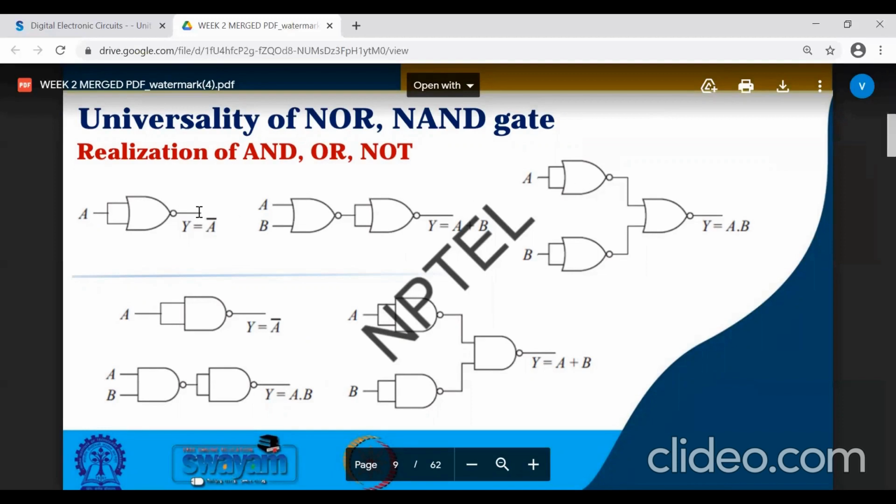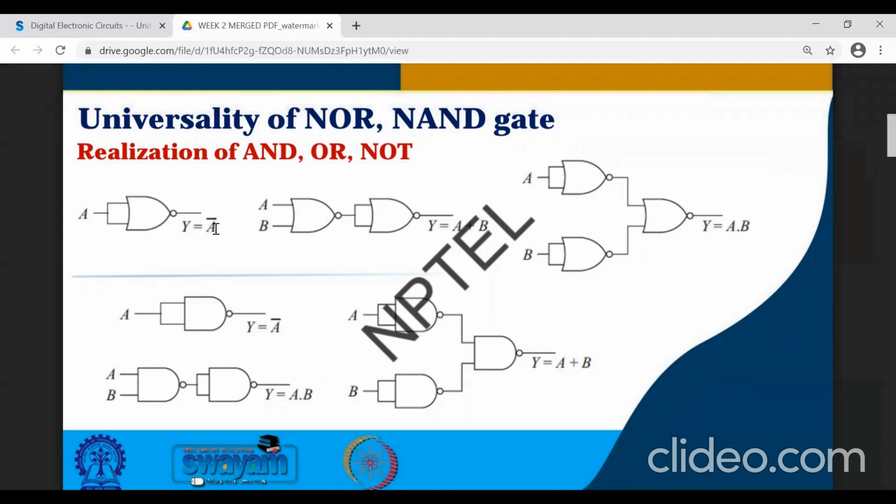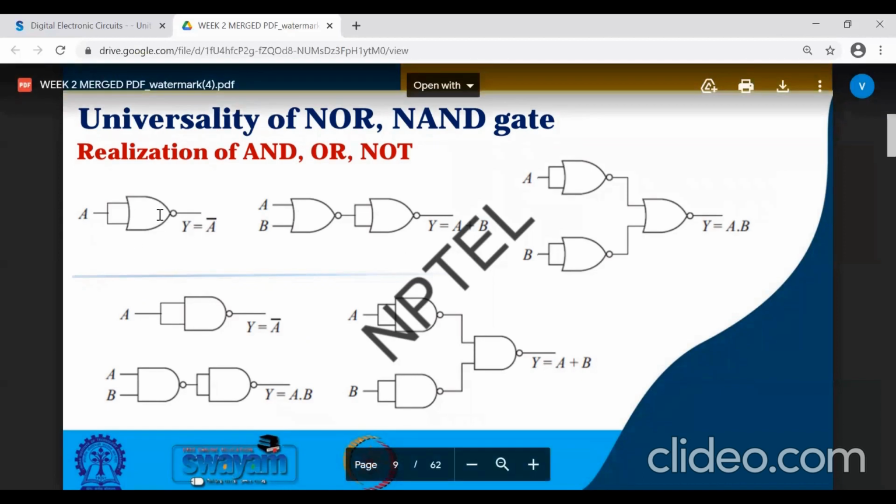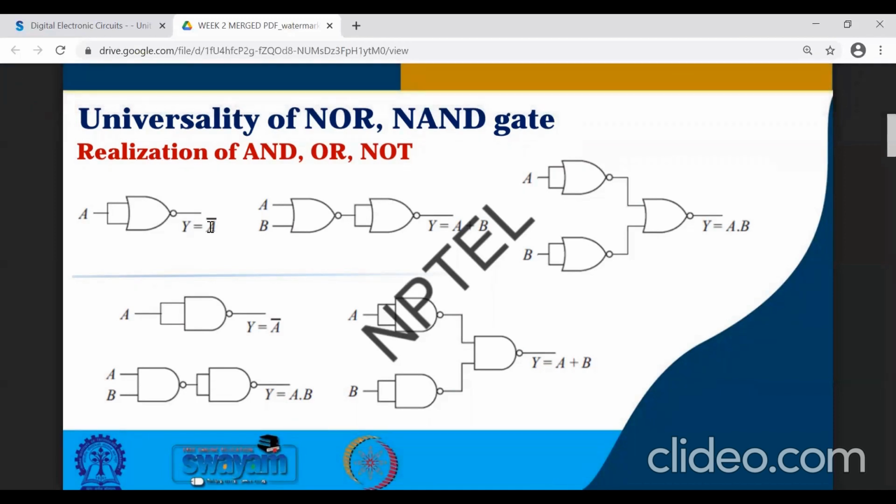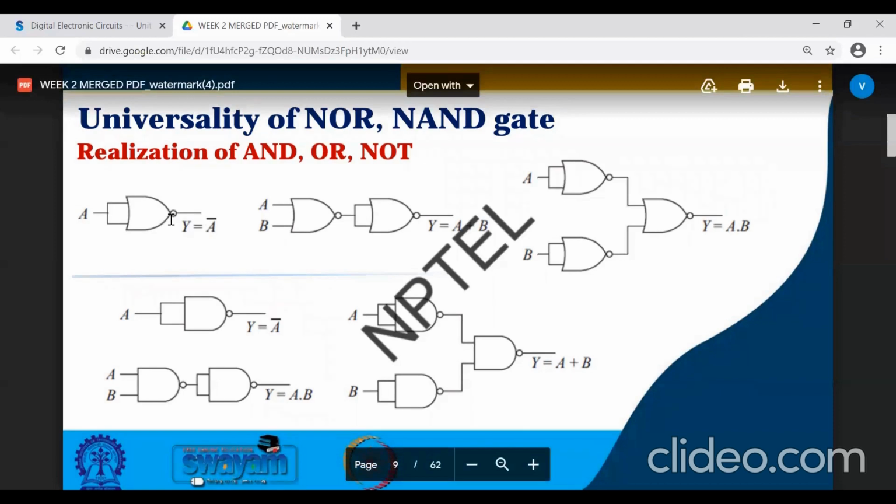If we look at these diagrams, in the first diagram, it has a NOR gate, and a single input A is given to both the input terminals of NOR gate, and the output produced is the complement of the input. So when both the input terminals of this NOR gate are made common and the same input is given to them, this NOR gate acts like a NOT gate. So NOT gate can be implemented using NOR gate in this manner.